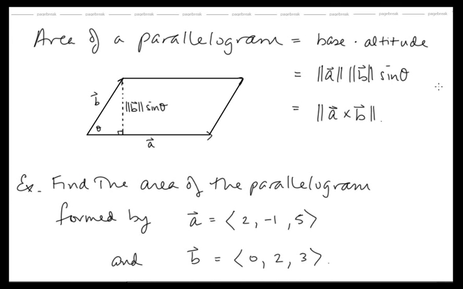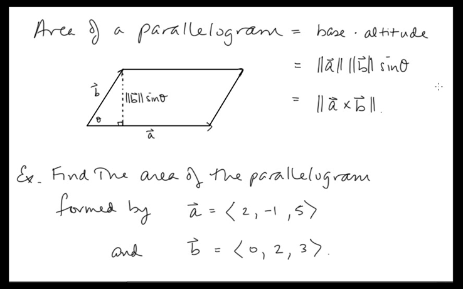One last thing in this lesson, the area of a parallelogram. So remember that the area of a parallelogram is given by its base times its altitude. So if we have a parallelogram defined by vectors a and b that make up adjoining sides of the parallelogram, then the altitude can be given by length of b times sine theta. So that the area of the parallelogram, base times altitude, is going to be length of A, length of B sine theta, which we just learned was the length of the cross product, A cross B.